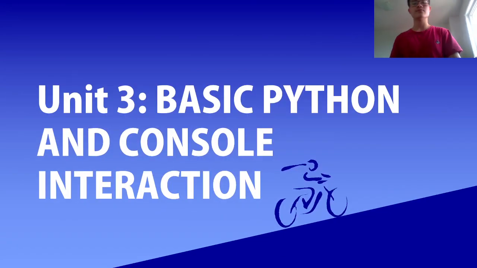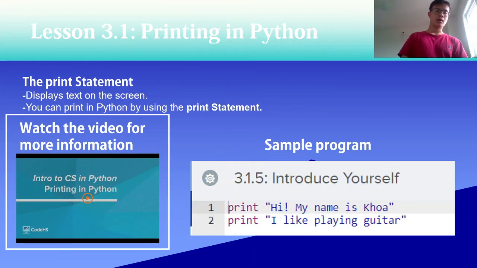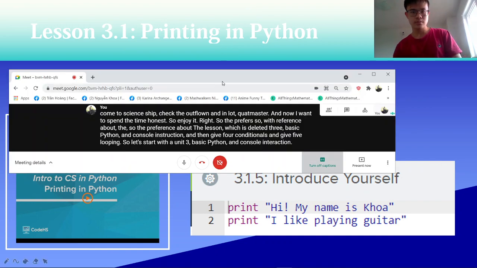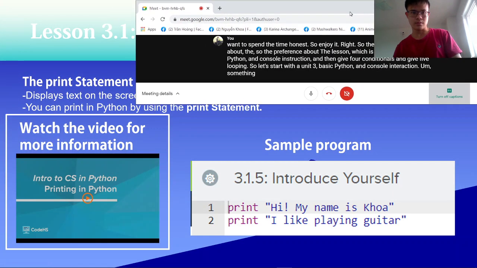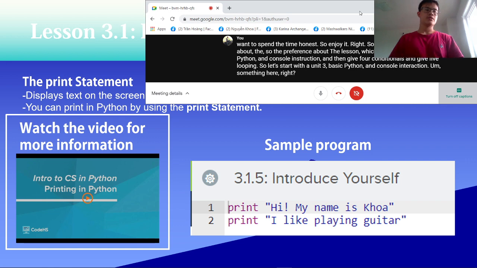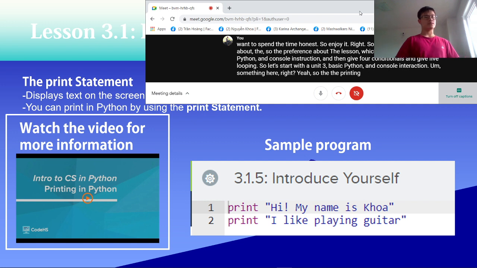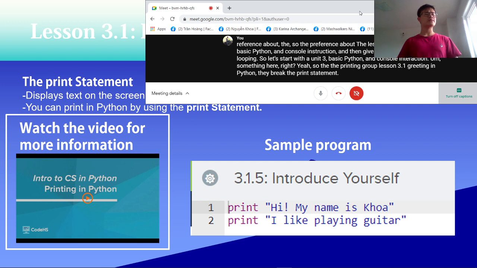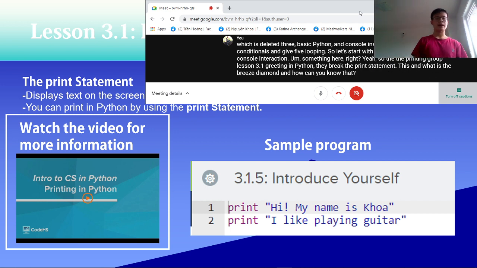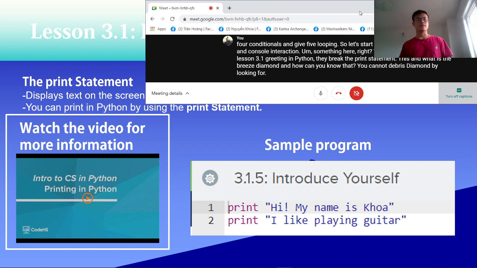So let's start with Unit 3 Basic Python and Console Interaction. It's gonna be good, right? Yeah. So the first lesson is 3.1 Printing in Python. The print statement. And what is the print statement, and how can you know it? You can know the print statement by looking for its symbol, which you can see, the print, in here.